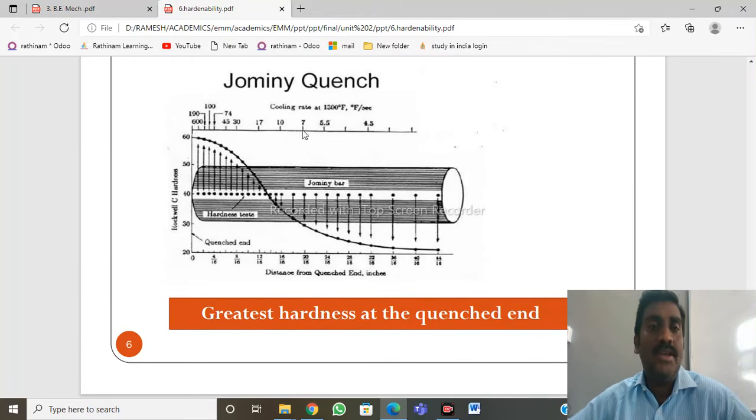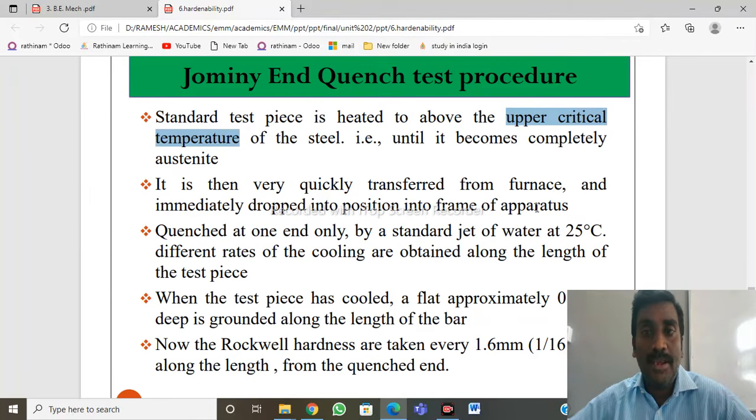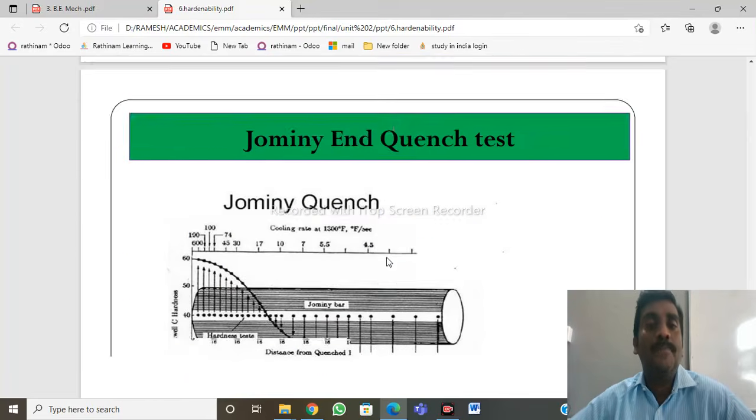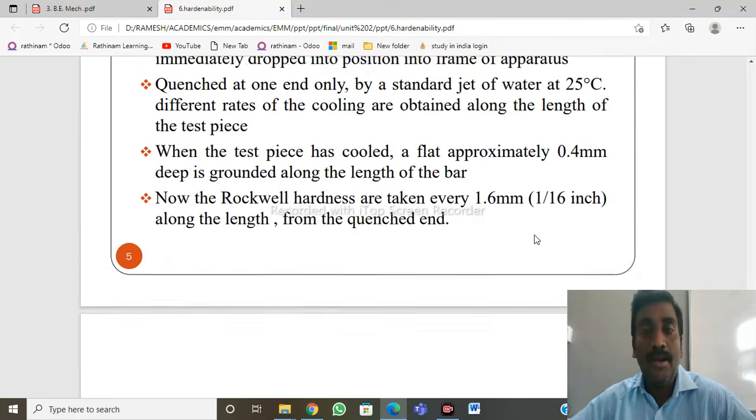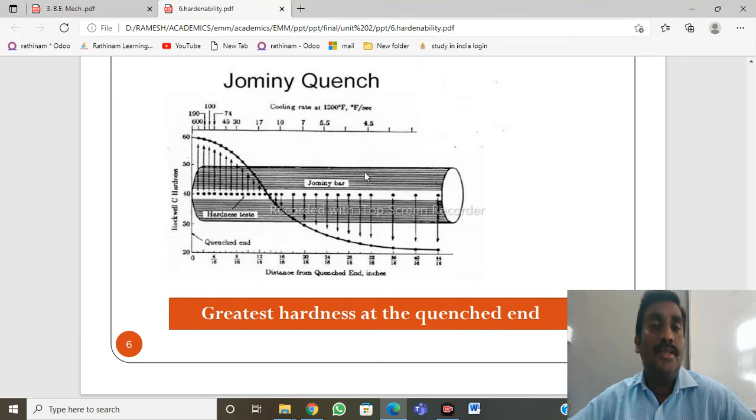So from this Jominy end quench test, we are able to identify how much quenching rate is to be maintained. If we maintain a standard jet of water at 25 degrees centigrade, then we can see what kind of hardness value will be obtained. Based on this value, we are able to control this rate as well as select the specimen that we require. So this is one kind of Jominy end quench test. It is universally accepted. Based on this test only, we determine the hardness of materials and select the quenching medium in most engineering applications. Thank you.